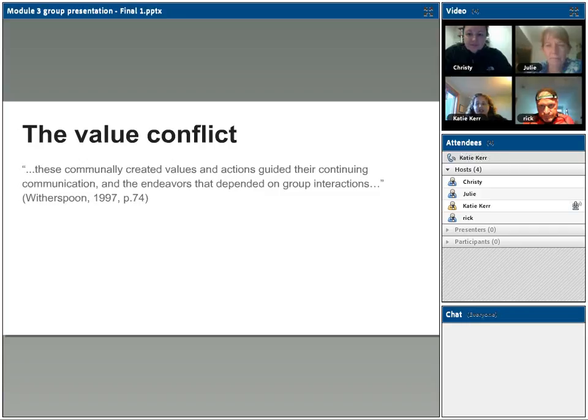For this presentation, we focus on our roles in an academic setting, as we have all seen examples of how differences in values can lead to conflict. Witherspoon discussed the importance of values in group interaction, and when members of a group have conflicting or even different values, it can create conflict as the group works toward its common task.